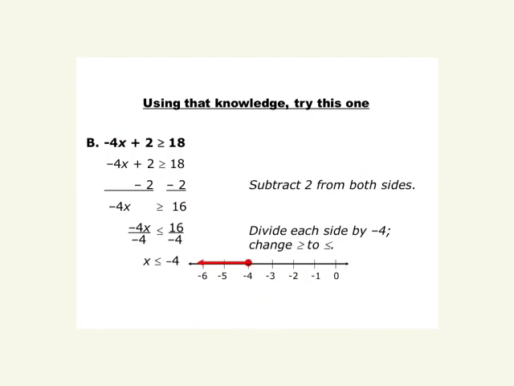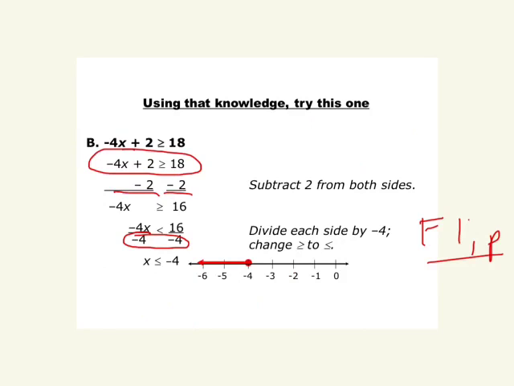So now, using that knowledge, try this one. If you look at it, we have negative 4x plus 2 is greater than or equal to 18. So the first thing we're going to do is subtract 2 from both sides. And we get negative 4x is greater than or equal to 16. And now I have to divide by negative 4. But since we're dividing by a negative, I have to remember to flip the inequality sign. So now I get x is less than or equal to negative 4.